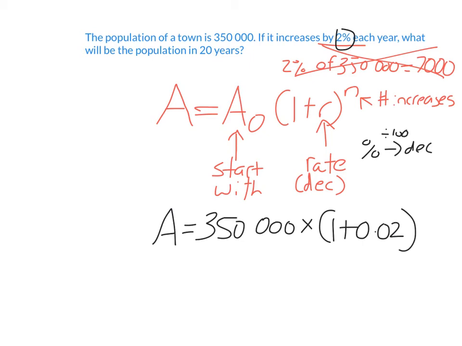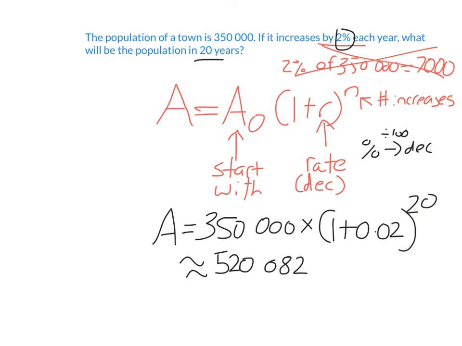And then I need to raise that to the power of n. N is the number of increases. So it's increasing each year for 20 years. So n would be 20. Now I just put that in my calculator. So if I put that in my calculator, I'm going to round to the nearest whole number. So it'd be about 520,082. So that's how many would be in the town after 20 years.